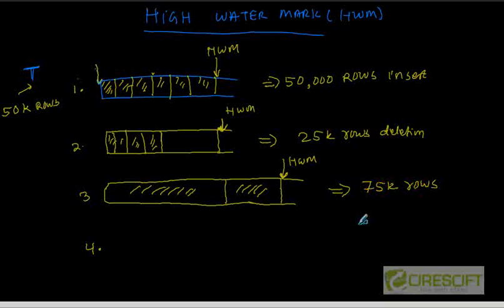Let's say after step number 3, we delete the table. If you delete the table, this is what happens: the high water mark remains the same as it was at step number 3, and there is no row, it's completely empty. I hope with this diagram you are able to understand what the high water mark is. Then we need to understand the significance of the high water mark.